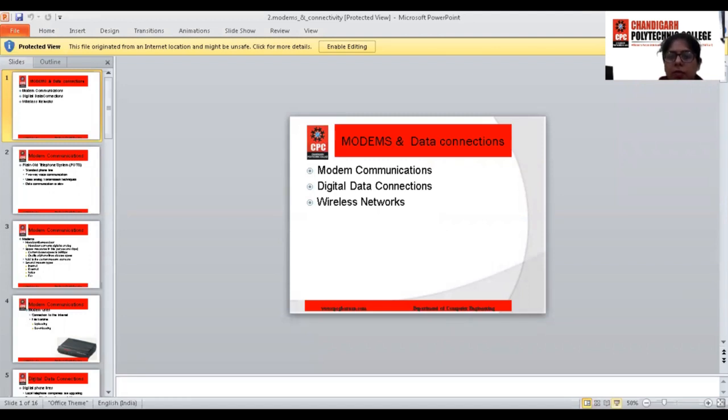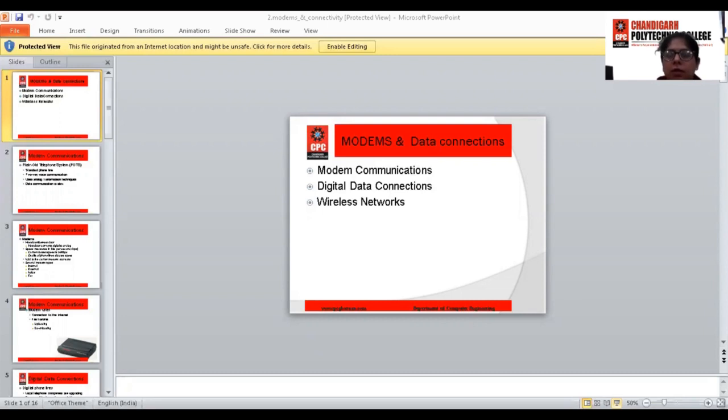First of all, what is a modem? Modem is a combination of two terms, modulator plus demodulator. So the function of this device is to convert the digital data of a computer system into analog signal and also to convert it back from analog signal into digital signal.